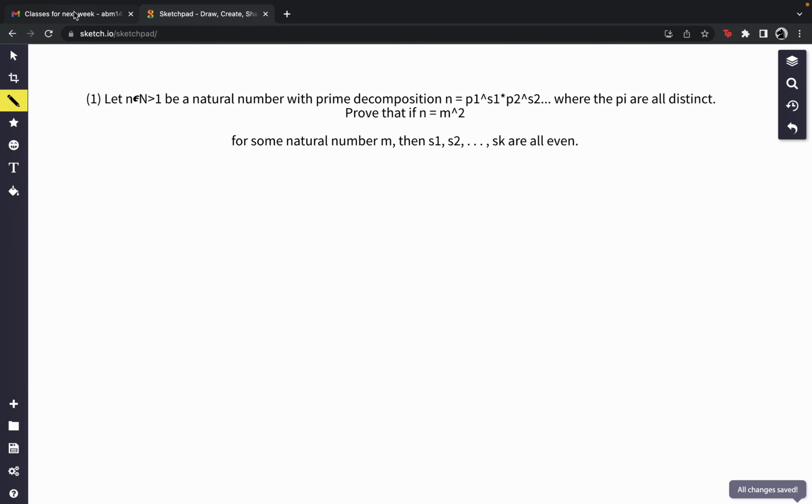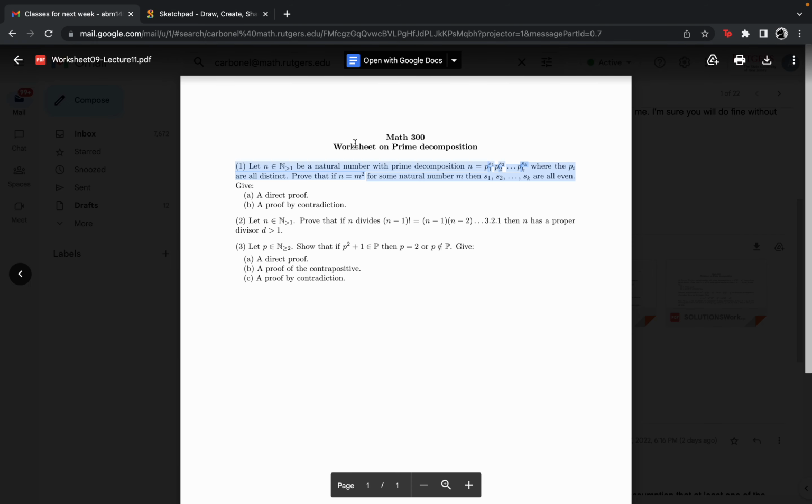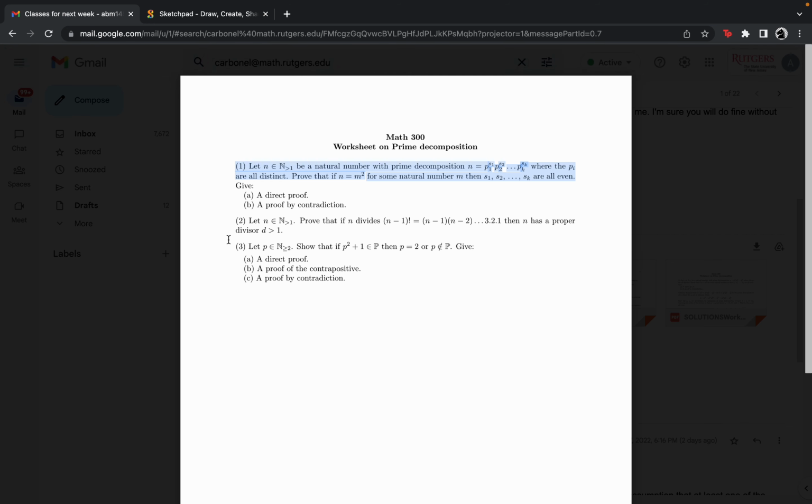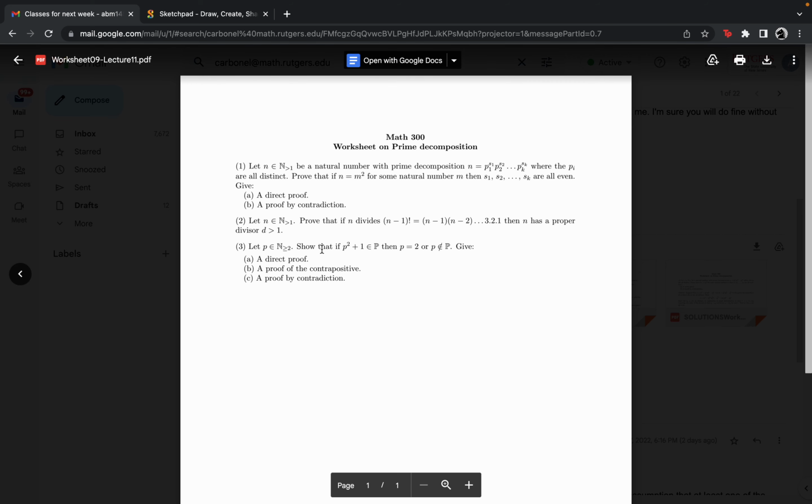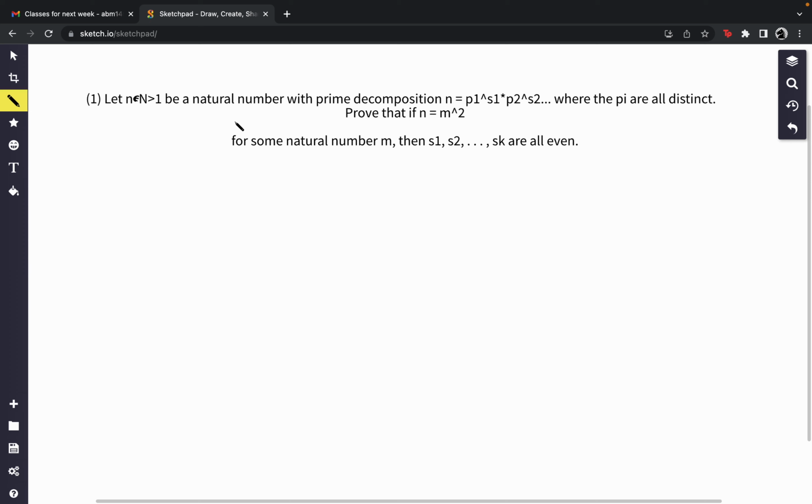So, this is going to be this worksheet on prime decomposition. This is worksheet 9, which corresponds to lecture 11. And so I'm going to go through all three of these. I'm not sure if I'm going to do every single type of proof for each one. Like this first one, I'm tempted to just do a direct proof, but I guess we'll see how things flow. And yeah, all right, so I'll just get started.